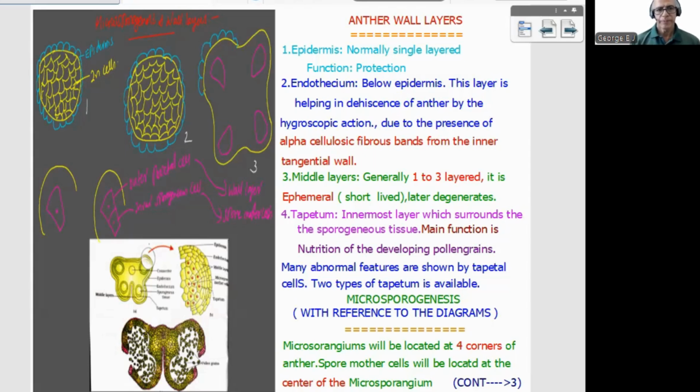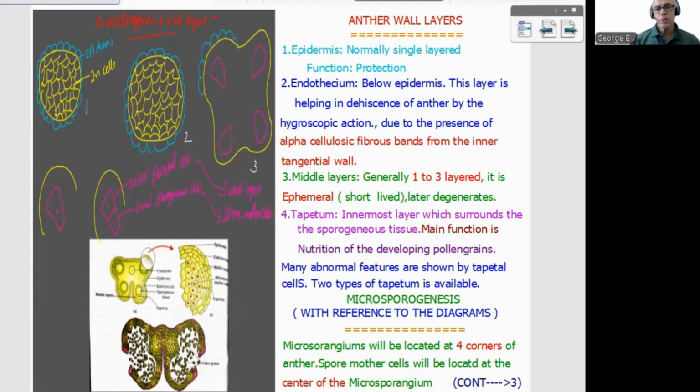So a mass of cells attaining a rectangular shape, then becomes bilobed, 4 corners, 4 cells become prominent archesporial cells, undergo a transverse division, outer parietal, inner sporogenous. Parietal cells will give rise to wall layers. Sporogenous cells will give rise to microspores after meiosis.